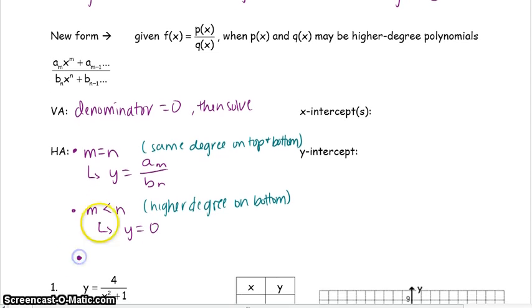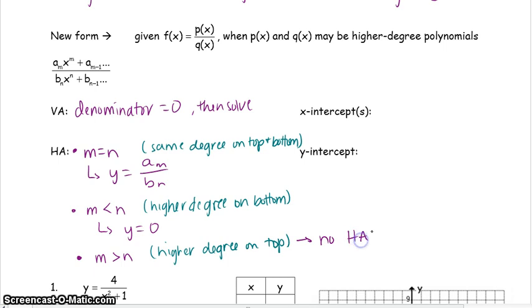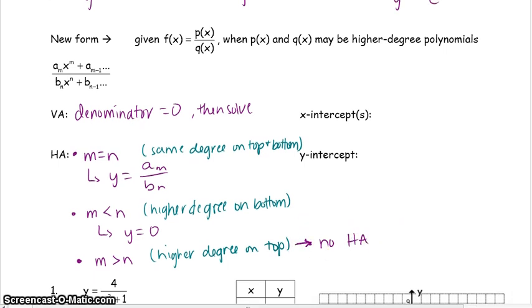And then our third option is if our m is greater than n. So that means a higher degree on the top. And if that happens, that means that there is no horizontal asymptote. Okay? Because then what that is saying is that would be like having x cubed over x. So your number is just going to keep getting bigger and bigger and bigger, or your y value is, so there is no horizontal asymptote.